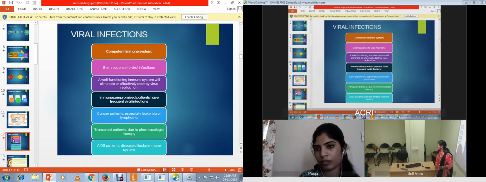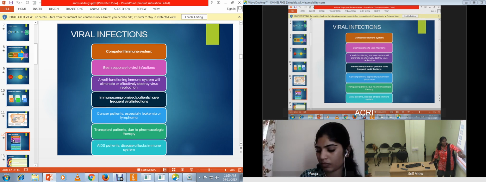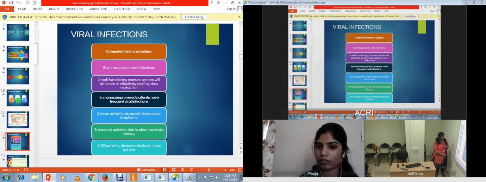When your immunity is down, immunocompromised patients are prone to getting viral infections. If you have certain types of tumor, lymphoma, you are prone to viral infection. Transplant patients, where any transplantation has been done, are more prone to viral infections. And in cases of AIDS patients, these are all the people who are more prone to getting viral infection. Yes.